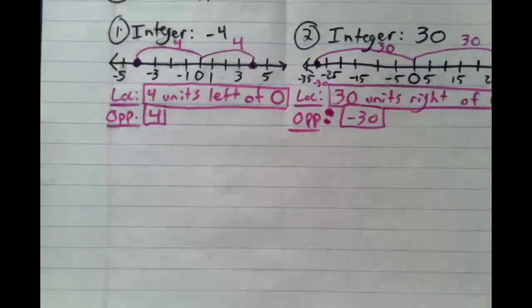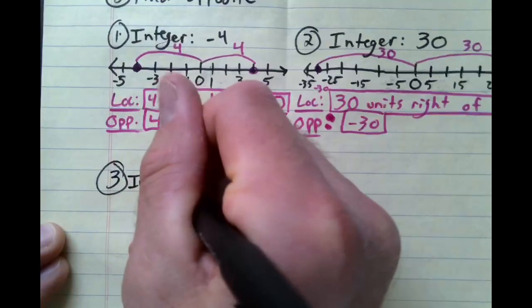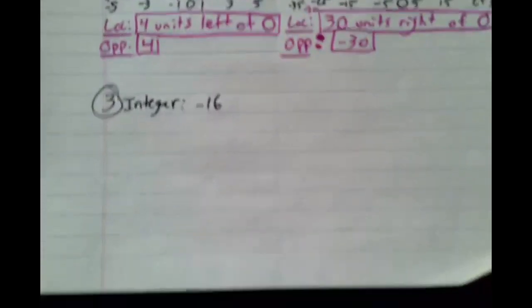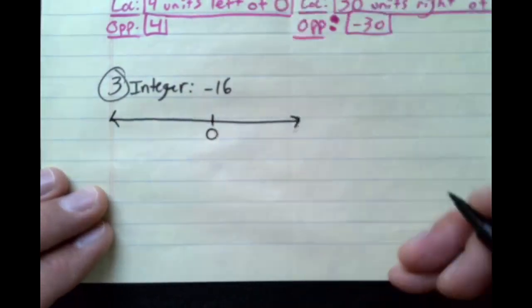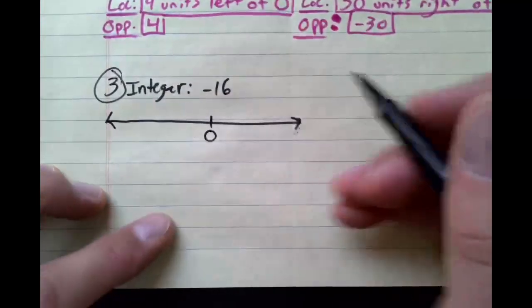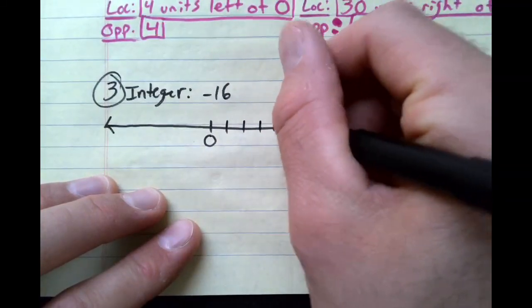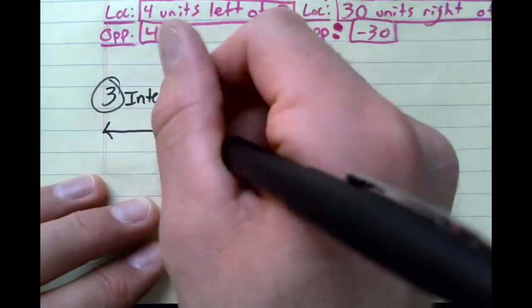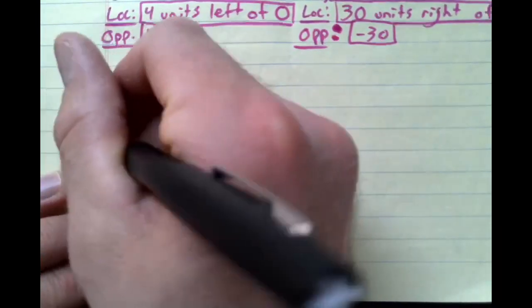Let's take a look at number 3. Number 3 is integer -16. All right, so your integer is -16. Step 1 is to plot that on your number line. So draw your nice straight number line and the center point 0. Since 16 is an even number, we'll just go up by 4s: 4, 8, 12, 16, 20. And we'll go down: -4, -8, -12, -16, -20.